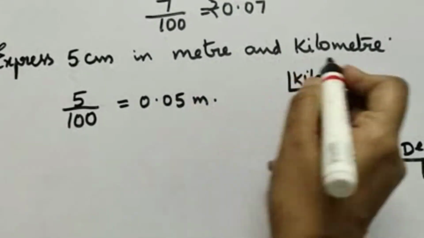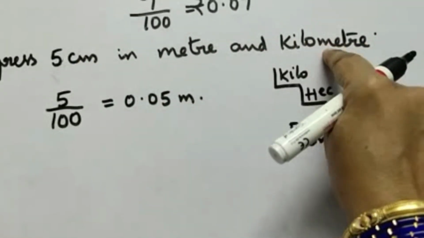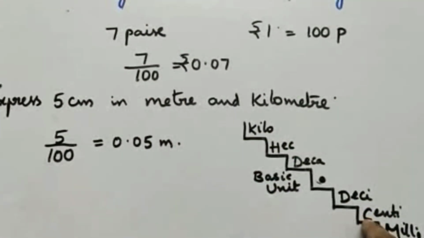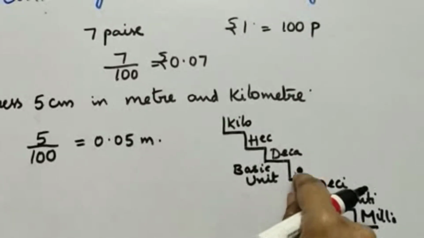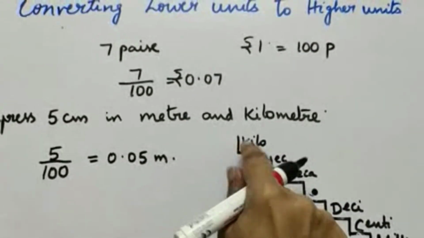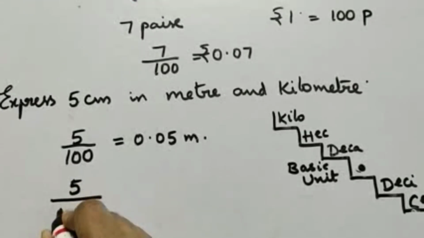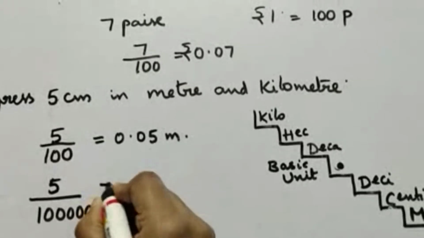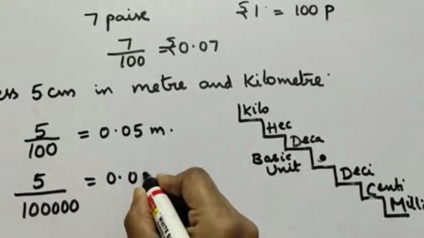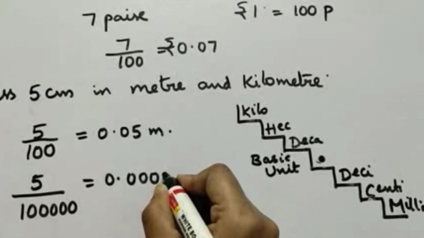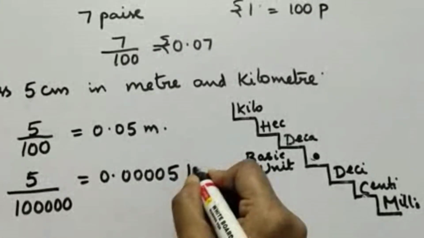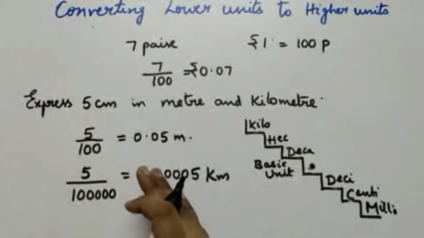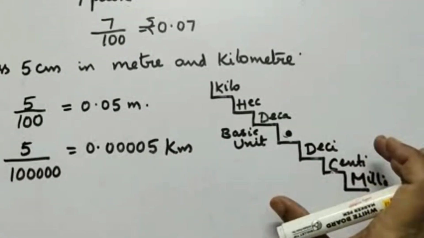Similarly, to convert 5 centimeters into kilometers, how many steps do you need to climb? Just count: 1, 2, 3, 4, 5, isn't it? So 5 divided by 1 followed by 5 zeros, which is 0.00005 kilometers. So this is how you can convert any lower unit to a higher unit, using the conversion ladder.